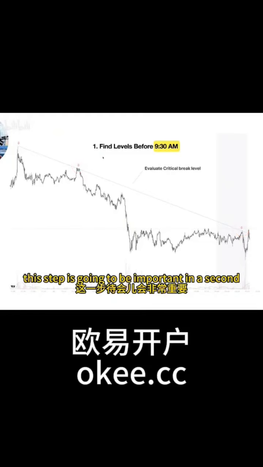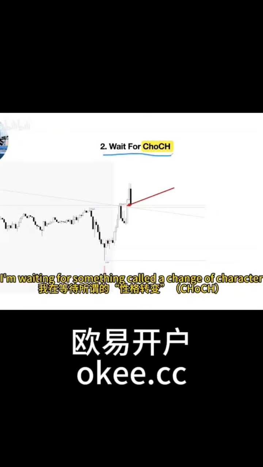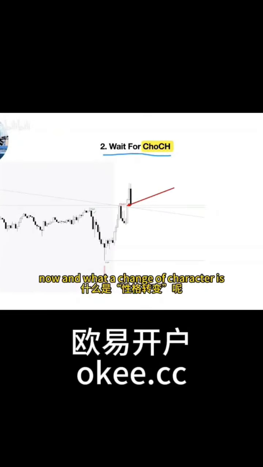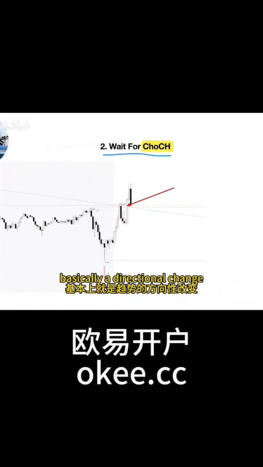This step is going to be important in a second. Step number 2 is I'm waiting for something called a change of character. Now, what a change of character is, basically, is a directional change.